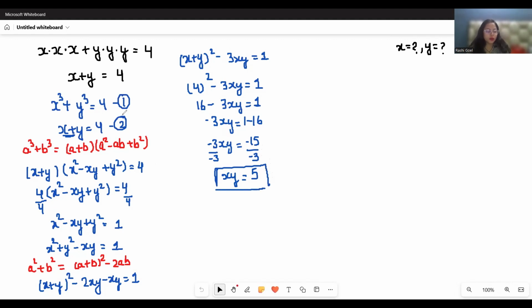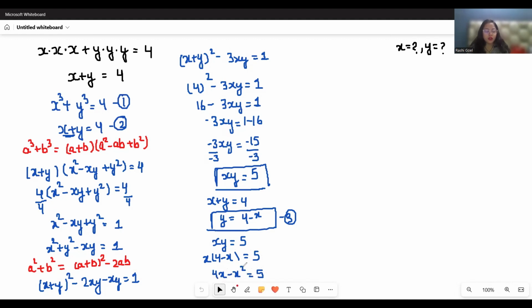Now let's recall equation number 2, that is x plus y equal 4. So if we find the value of y from here, that is 4 minus x. Now consider this as equation number 3. So xy we have 5 and y is equal to 4 minus x. So in xy equal 5, if I put the value of y as 4 minus x from equation number 3, it becomes 4x minus x square equal 5, and this becomes x square minus 4x plus 5 equals 0.